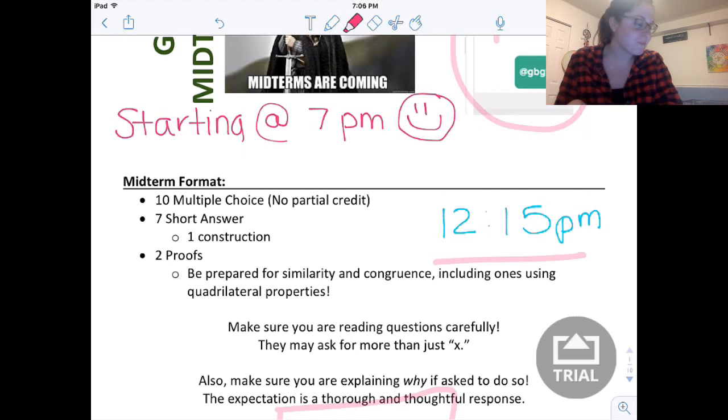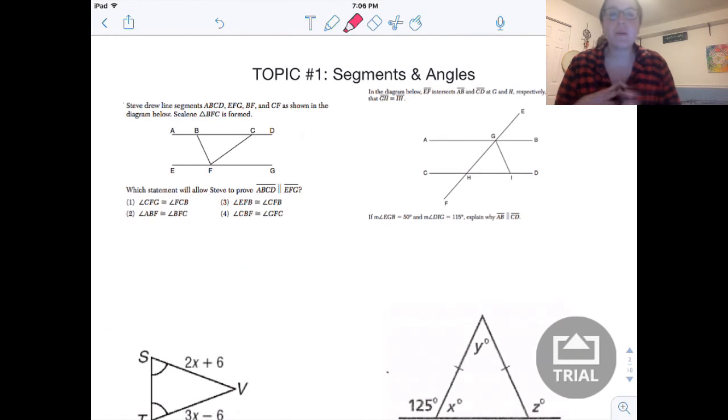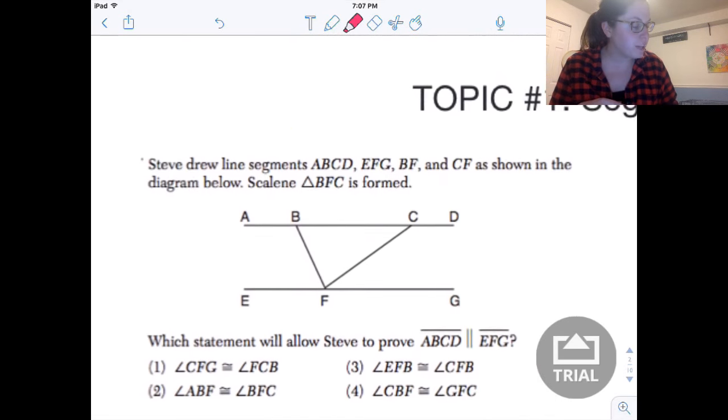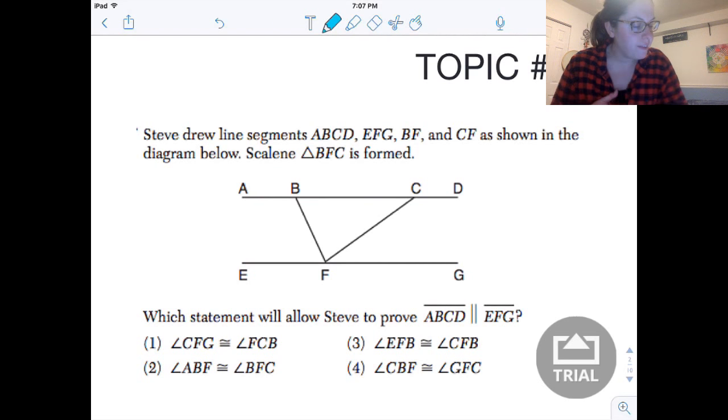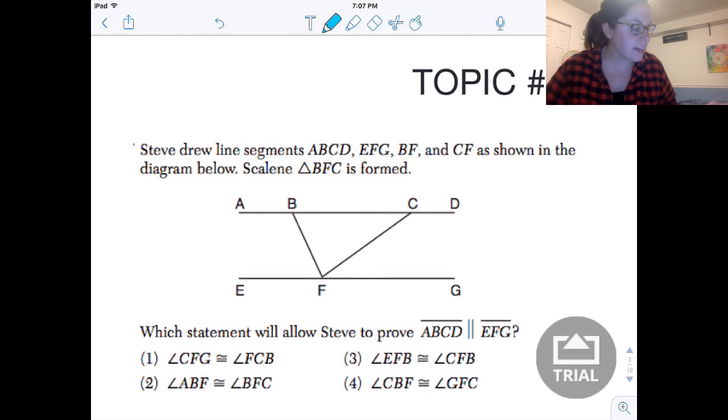All right, so let's get into some content. Topic number 1 we're going to go through is different properties of segments and angles. The first one that I want to talk about is parallel lines, because these come up all the time, and sometimes, even though we know properties of parallel lines, the way questions get worded can be weird for us. So on this, we're going to look through this. This is an actual Regents question, and we've got these segments as shown, and it says, which statement would allow Steve to prove that those lines are parallel?